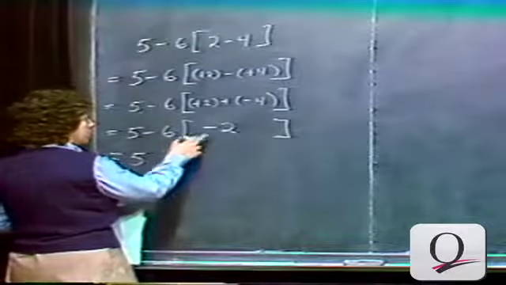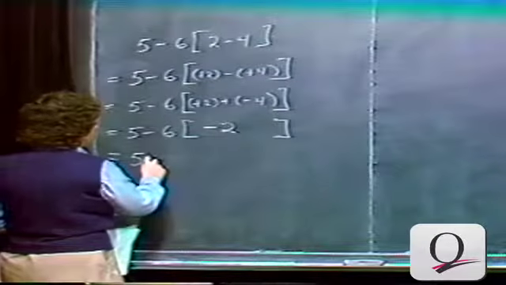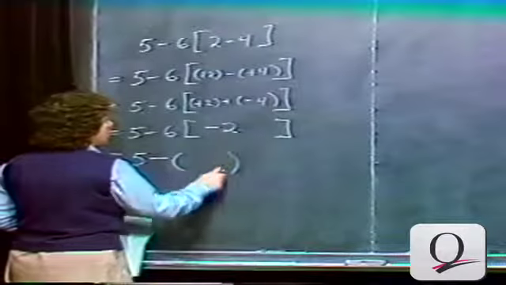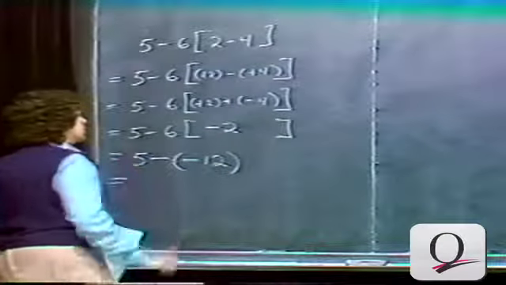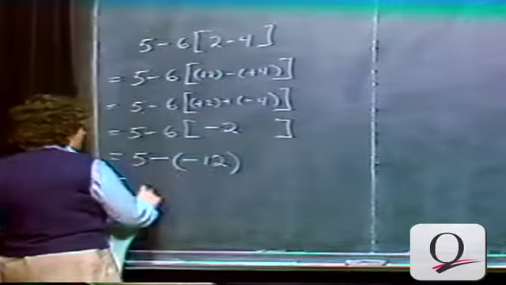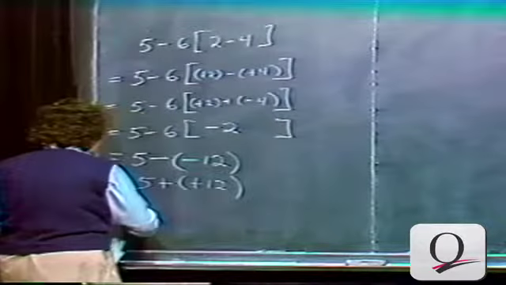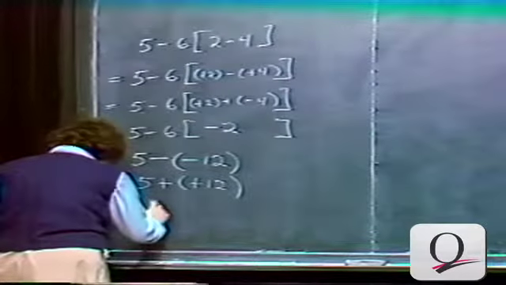Now, we have simplified the expression in the grouping symbol. So all we have to do here is perform the multiplication before the subtraction. 5 take away. Now, 6 times minus 2 will give us a minus 12. And instead of subtracting, we will add the opposite to get a final answer of plus 5 and plus 12, or plus 17.